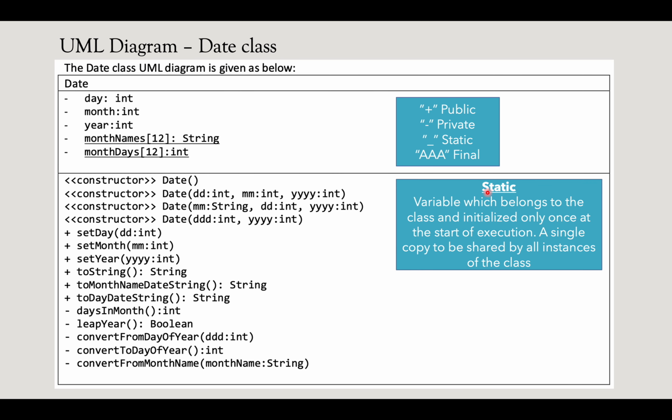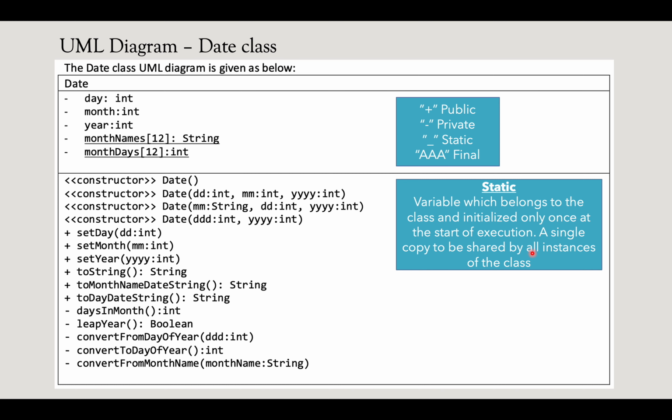Let me explain what static is. A static variable belongs to the class and is initialized only once at the start of the execution. So it will have only a single copy, and it will be shared by all the instances of the class.